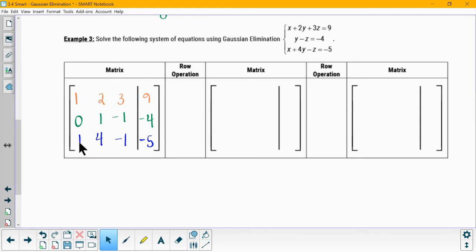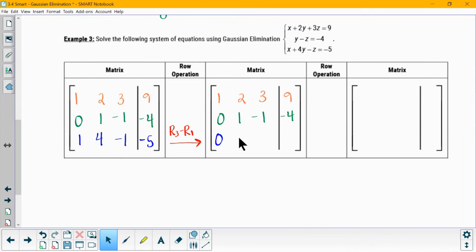if I do row 3 minus row 1, I'm going to make that first entry a 0. So let's start there. Row 3 minus row 1. So I'm going to first write my 2 rows that are not changing, and then I'm going to go through and do the subtraction. 1 minus 1 is 0.